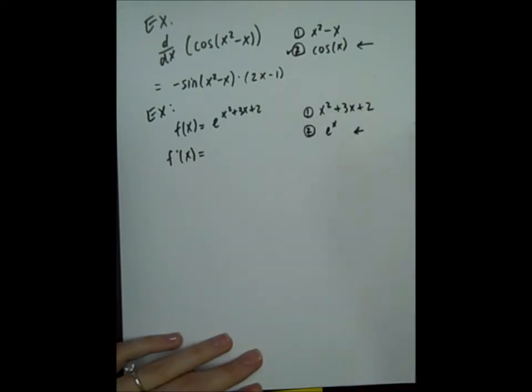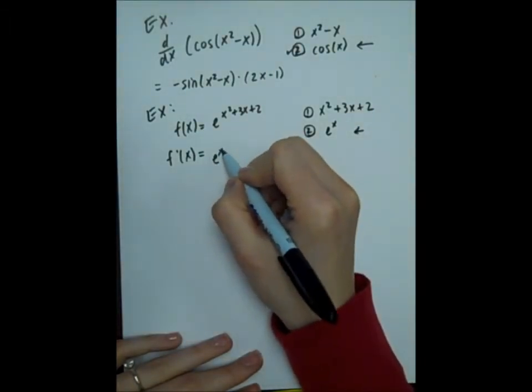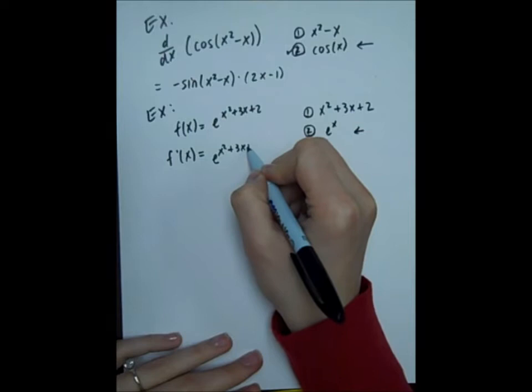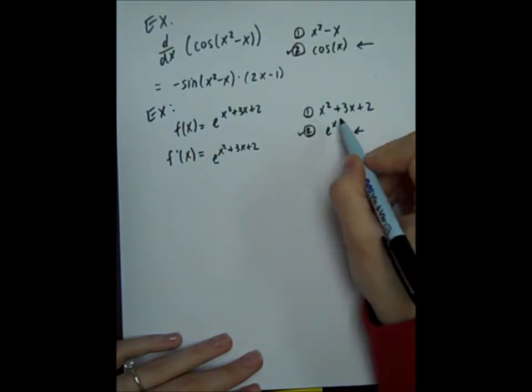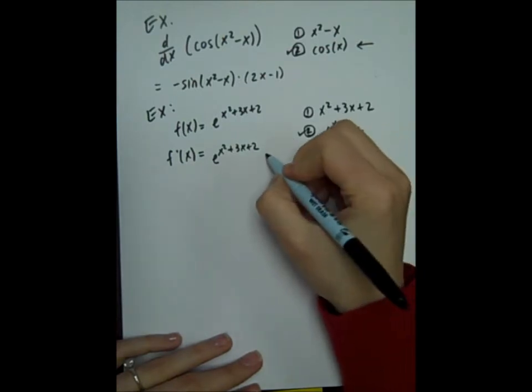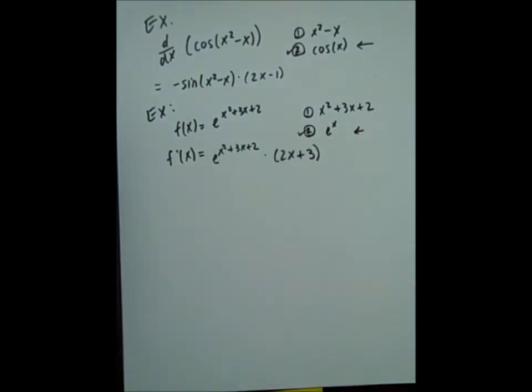Now let's start with the last thing you wrote down. What's the derivative of e to the x? It's e to the x, but I don't write x, I write everything above it. Now multiply this by the derivative of x squared plus 3x plus 2, so 2x plus 3. So there's my derivative.